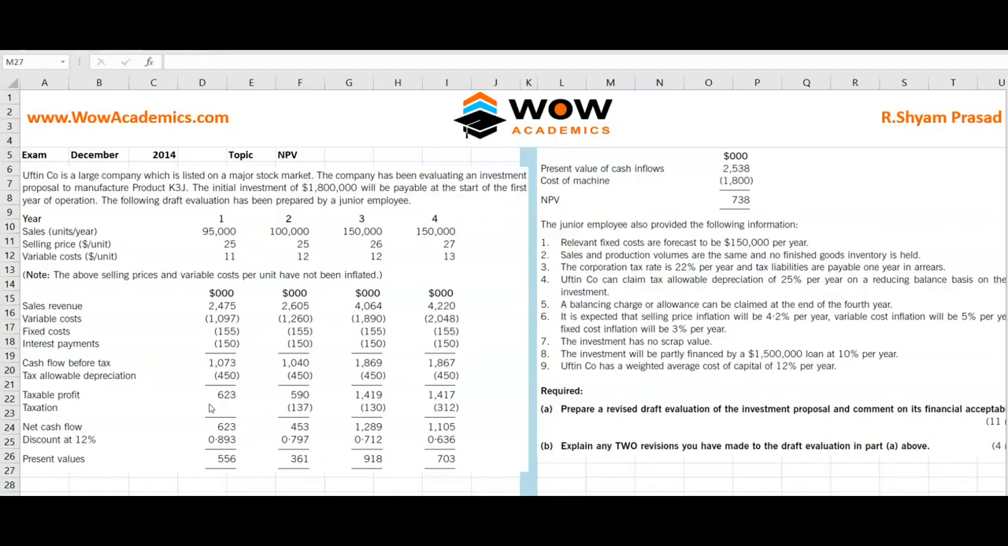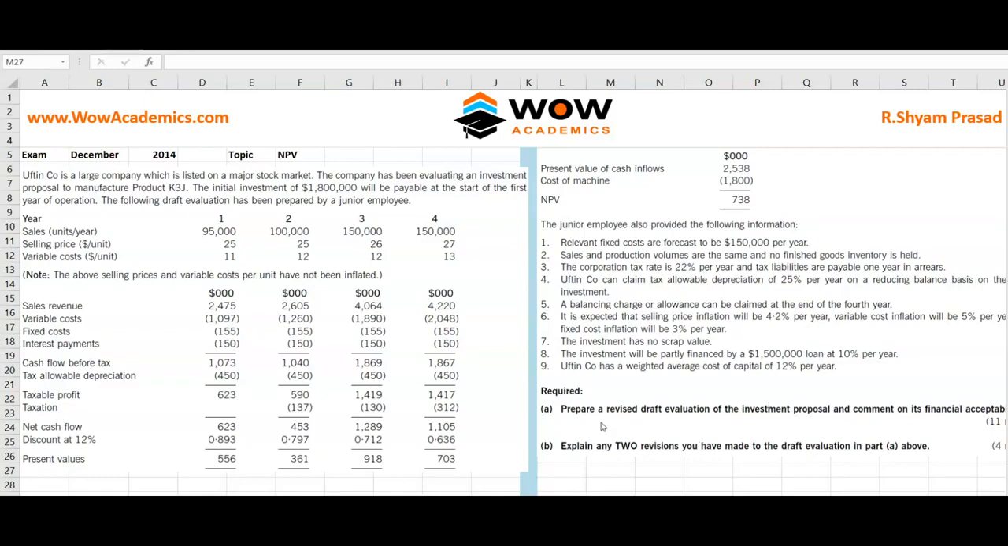Okay, somewhere there are small mistakes, and there are notes as to how this NPV has been prepared. So you have to first find out what the mistakes are and how the correct numbers have to be worked out, and you have to then explain just two of the errors that you have spotted in this NPV, and give your comment on it. So that's about this question.